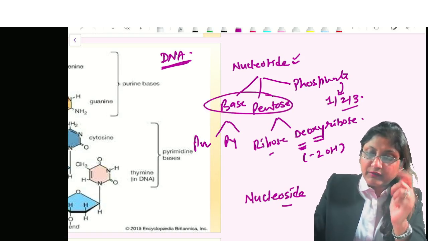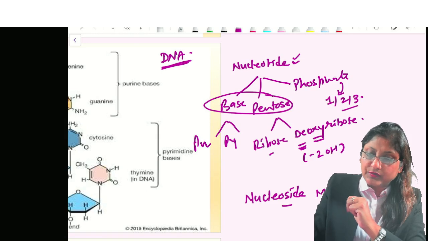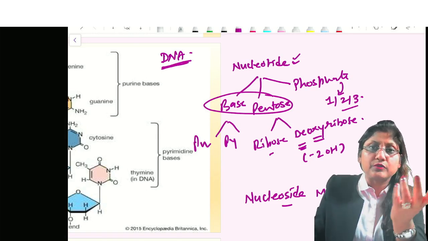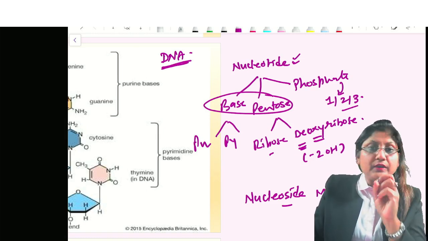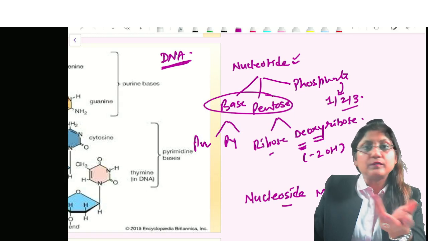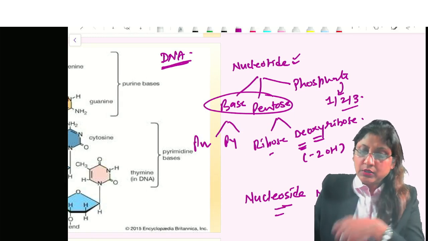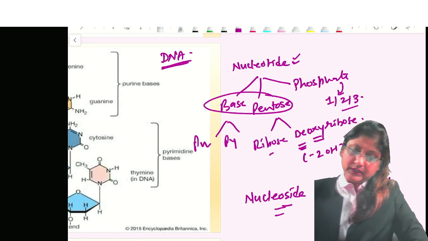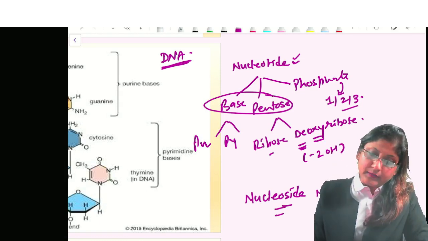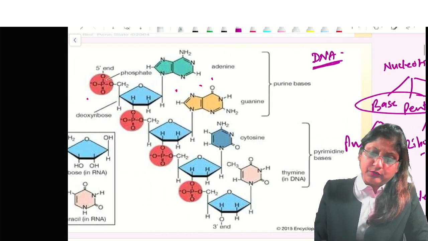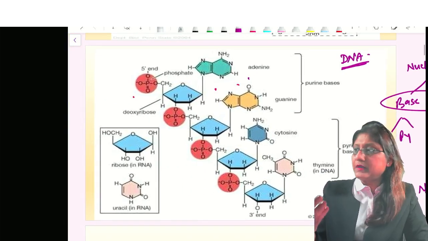In that, if 1 phosphate is there, it's called monophosphate. If 2 phosphates are there, diphosphate. If 3 are there, triphosphate. ATP is triphosphate. So whether it is monophosphate, diphosphate, or triphosphate, it is always a nucleotide, right? So that difference you must understand between the terminology of nucleotide and nucleoside. And I think it may come in your exam as an MCQ.